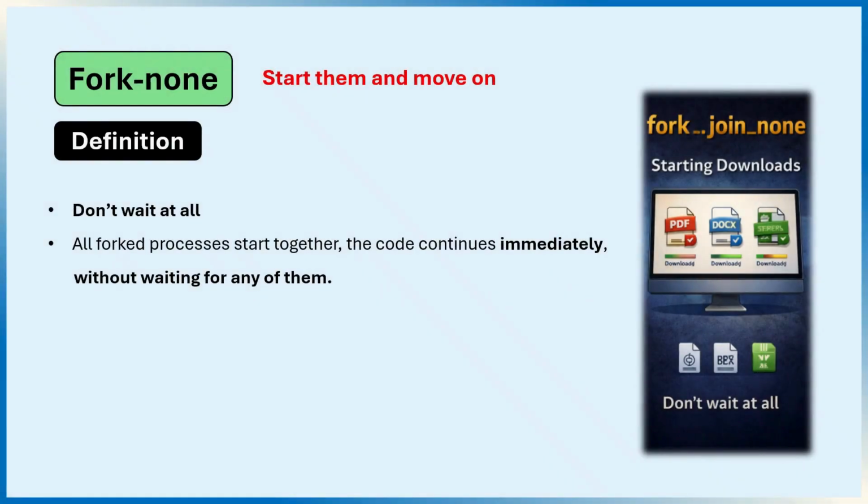Now let's move to fork join none. Here's the definition. Fork join none means don't wait at all. All forked processes start together, and the code continues immediately, without waiting for any of them. You can think of it like downloading files. You start all downloads, and you don't wait for any of them to finish before moving on and doing something else.